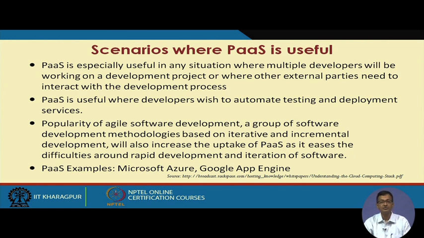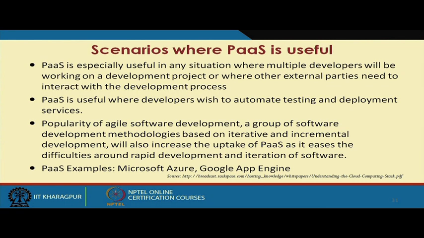It is especially useful in situations where multiple developers will be working on development projects, and where external parties need to interact with the development process. I have a development team at our organizational office, a development team at the customer premises which interacts with the customer on a day to day basis, and there may be another development team in the head office. When we want to coordinate between these, platform as a service may be an ideal base. PaaS is useful where developers wish to automate testing and deployment.